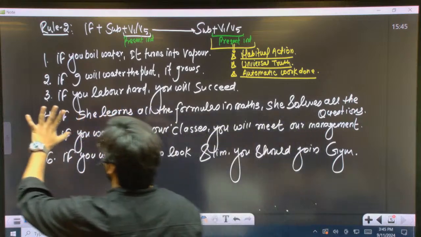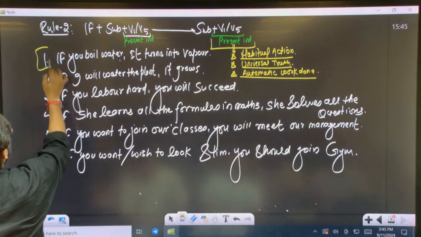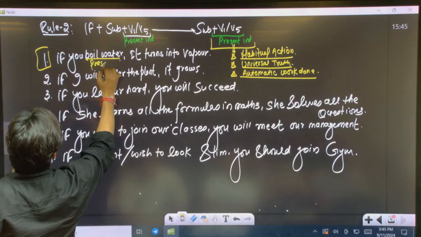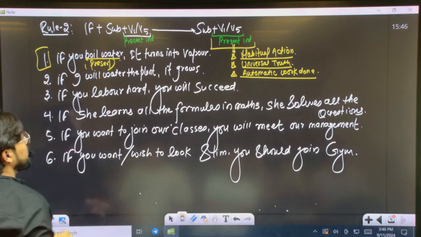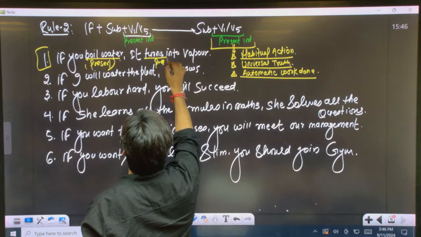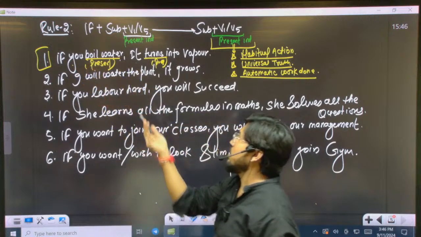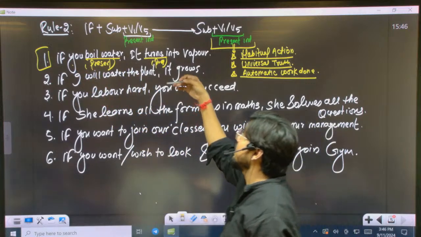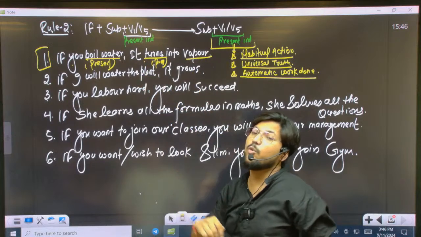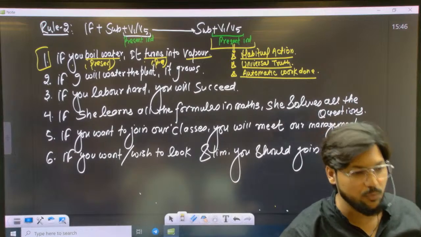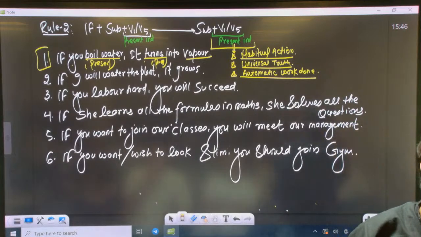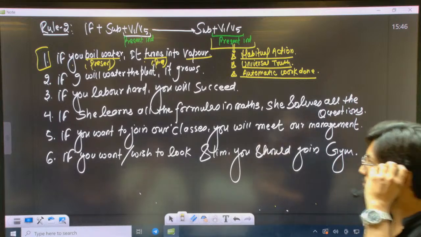Okay, question number 1. Now come to this point of view. If you boil water, the sentence is in present. If you boil water, it turns to vapor. Again, turns means present. So if you boil water, what will happen? It turns into vapor. So don't use will over here because this is your automatic work. If you don't find V1 or V5, you may go for will or shall plus V1.